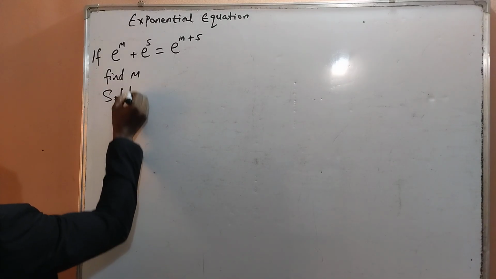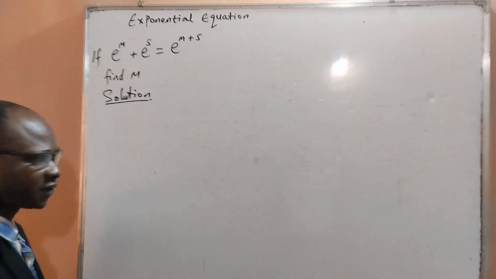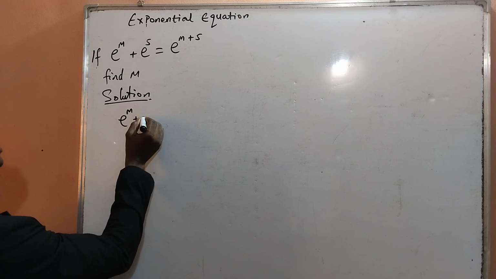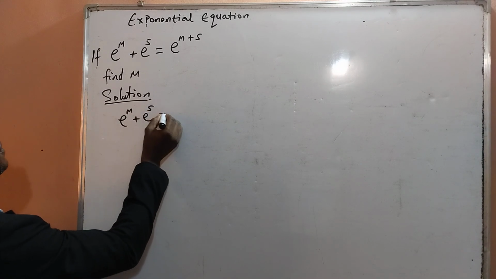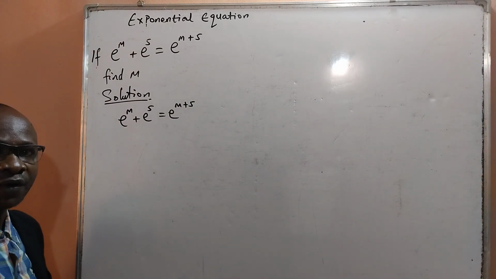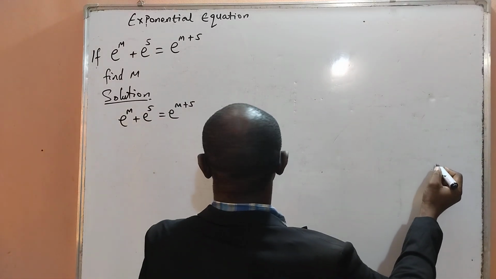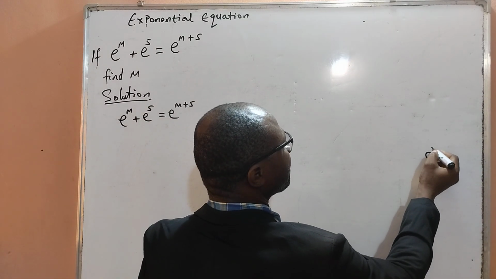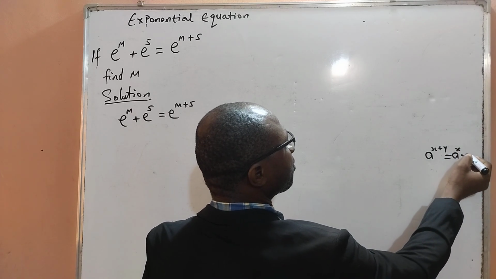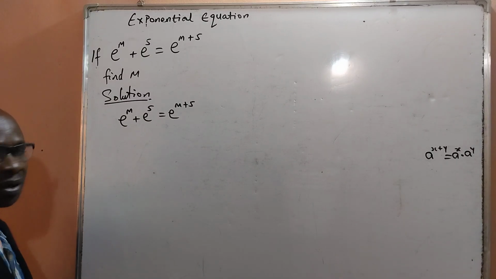Solution. I am given to solve e raised to the power n plus e raised to the power 5 equal to e raised to the power n plus 5. From the law of indices, if I have a raised to the power x plus y, it is equal to a raised to the power x multiplied by a raised to the power y. This is the law of indices.